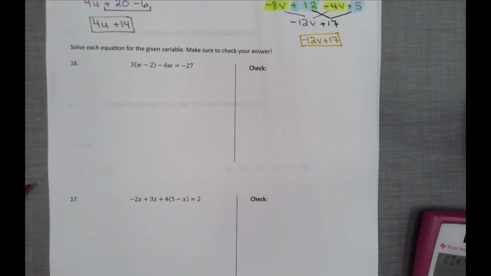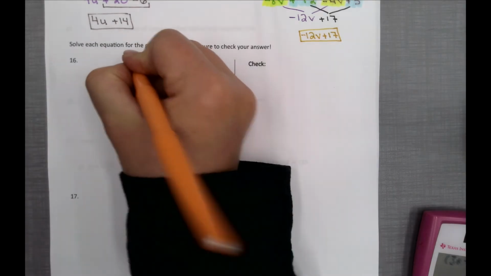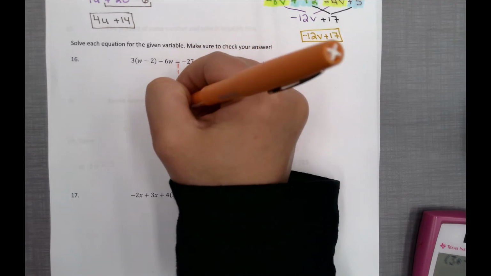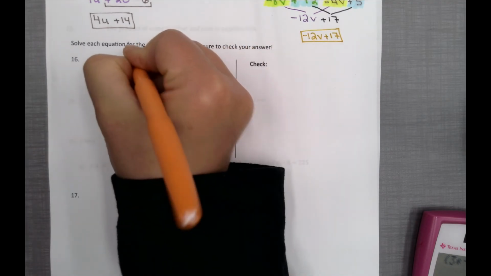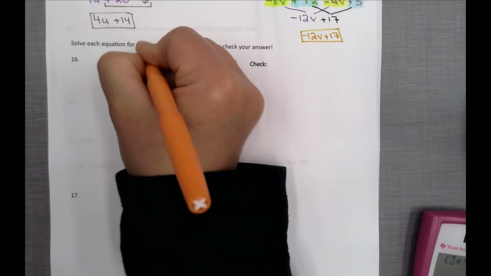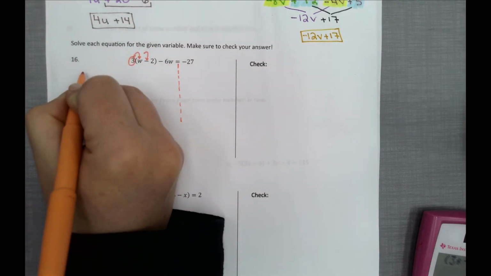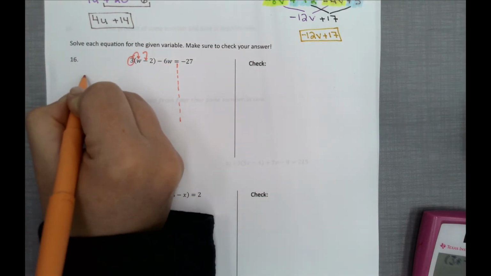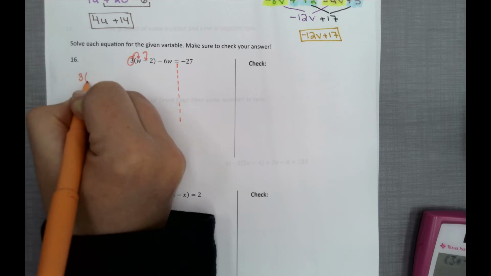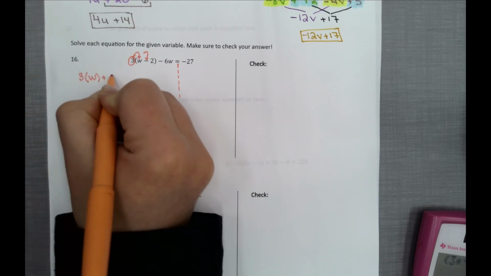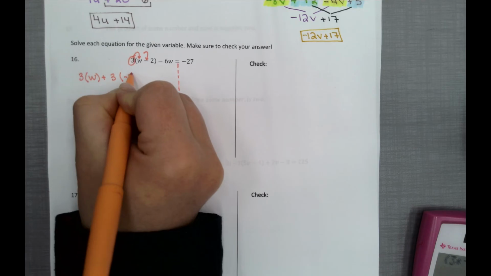Question number 16. For question number 16, they are asking us to use the distributive property and then to simplify. So let's go ahead, dotted lines. We need to know our balance. Here we do have a 3 on the outside. We need to distribute that 3 inside. I'm going to start writing closer to the 16 question number. So 3 times w and 3 times negative 2.